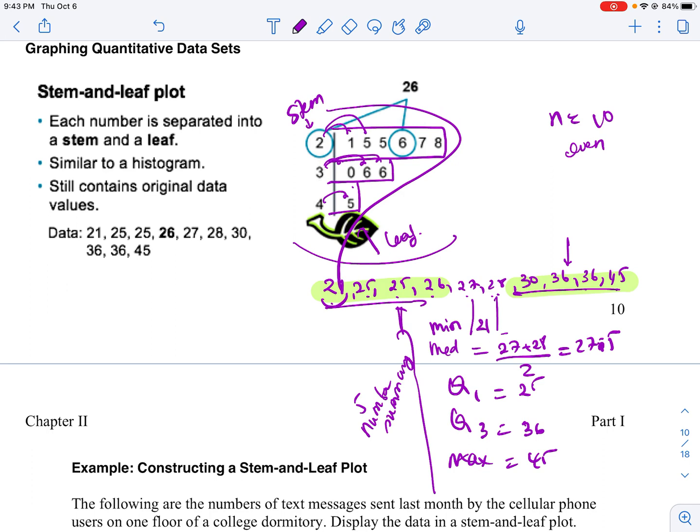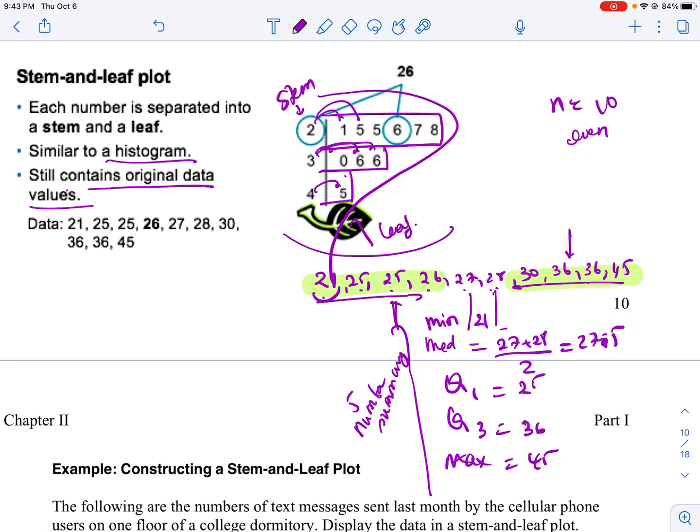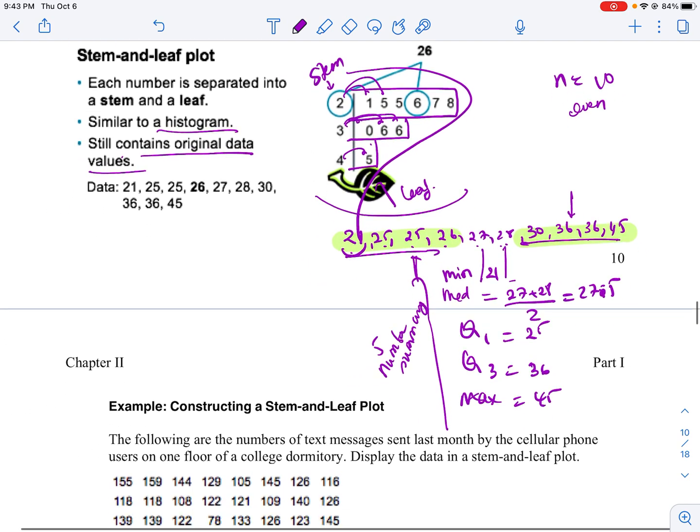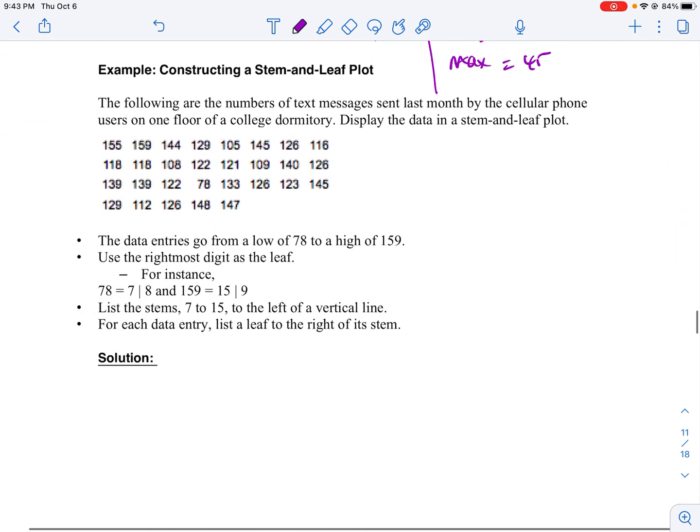So it's similar to a histogram, and it still contains the original data values. From the stem and leaf plot, if your data is not much, you can comment on the shape of the data, even the shape of your histogram. You can quickly figure out the minimum and the maximum. You can quickly get your Q1, Q2, your median, your 5-number summary. All right, let's take an example here.